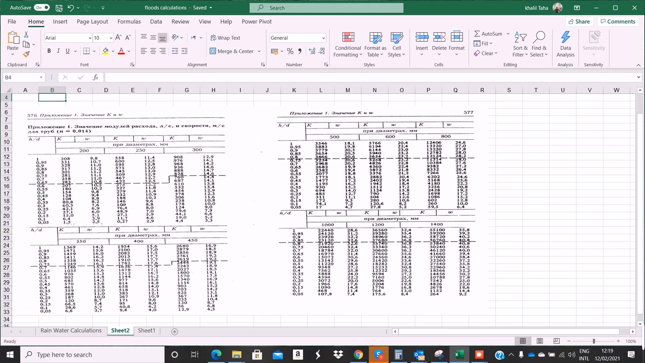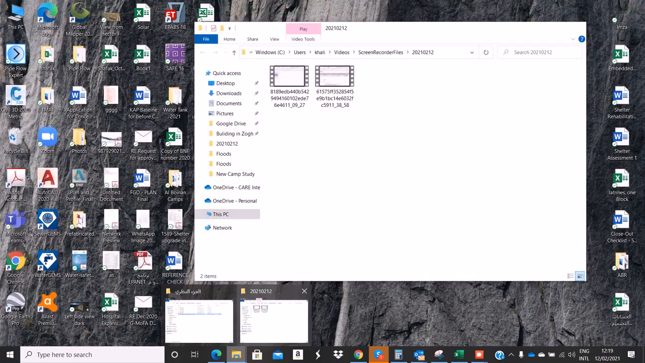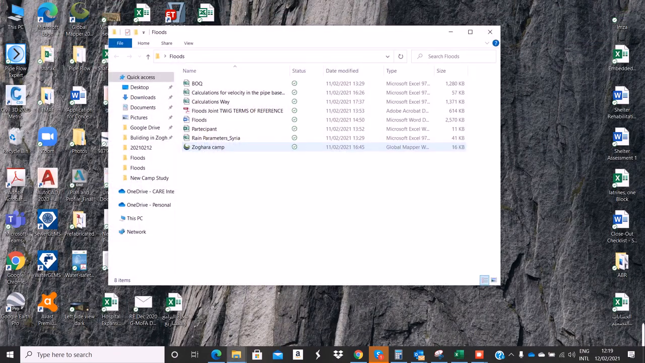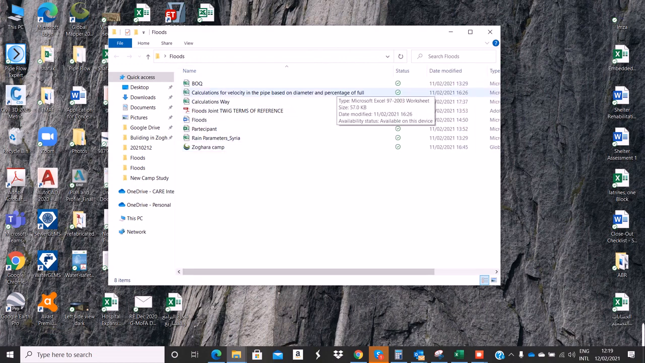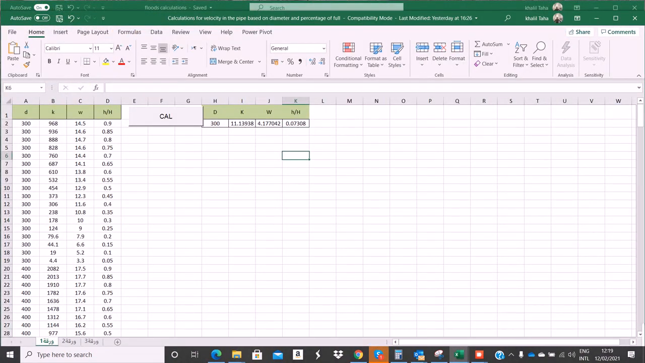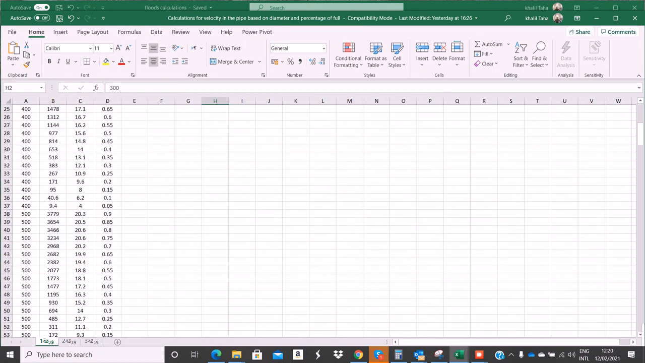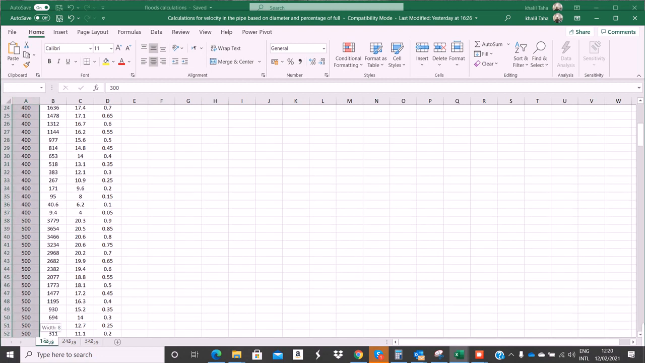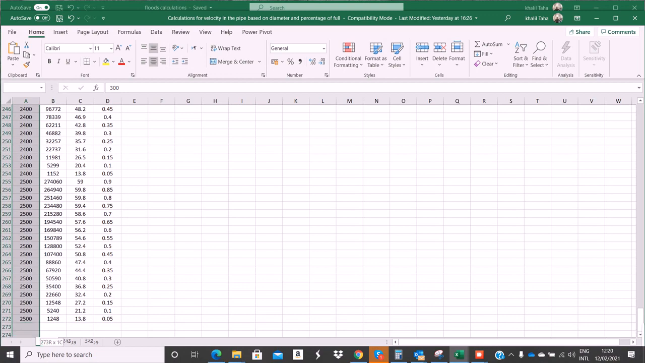So there is another sheet designed to make our life easy. I will use it. This is the calculation for velocity in the pipe. I just need to open this. Okay, this will start from diameter 300. Here you can find all the diameters. I will start from 300, as you see, until 2500.